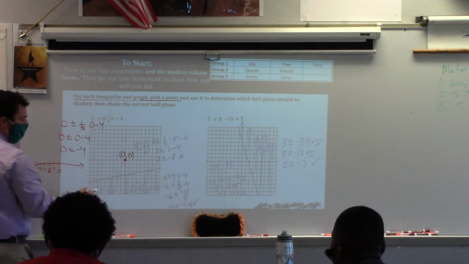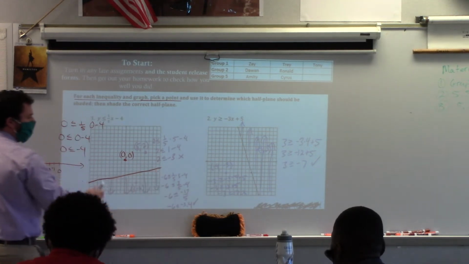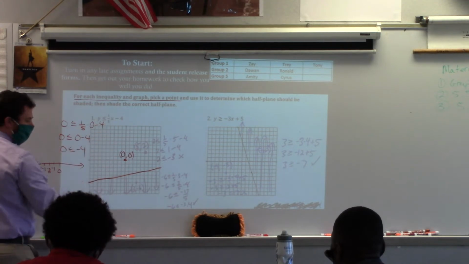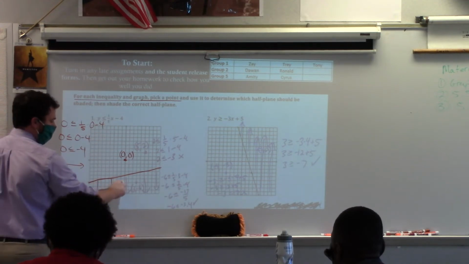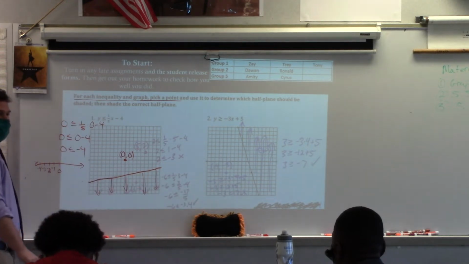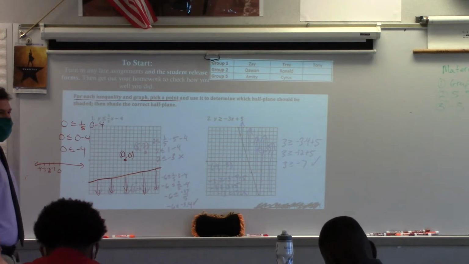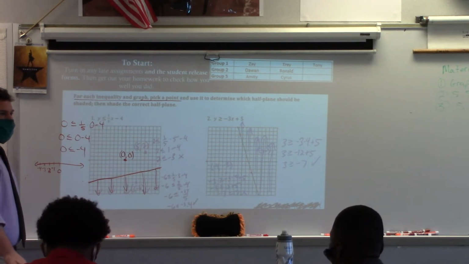CJ, you asked what is the half plane? So this boundary line splits the graph into 2 halves. We're shading down. That's the half plane that they're talking about. Whenever you shade for the solutions, that's the half plane. That's it. Okay?